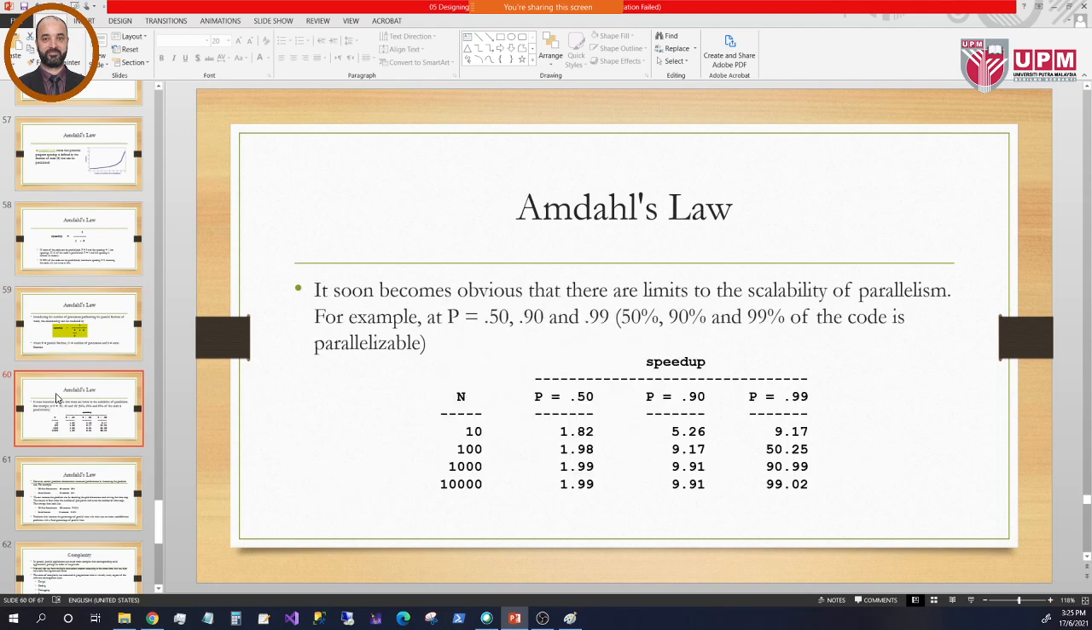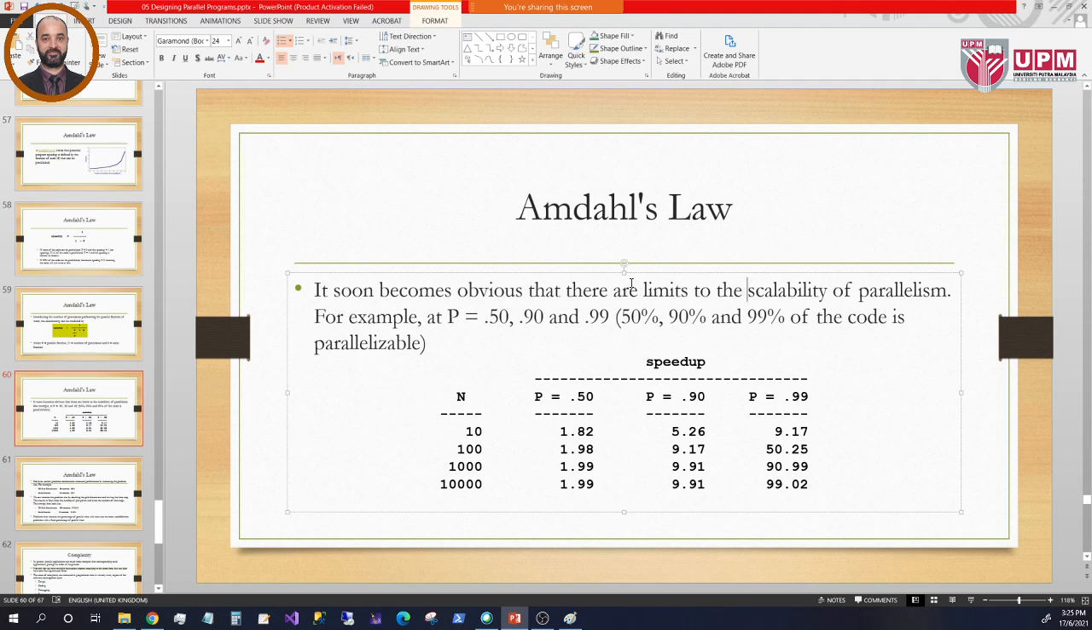The good news, guys, for you, this part is not coming to the final exam, so you don't need to worry about it too much. We just need to go through it, and at least have an idea about it. So it soon becomes obvious that there are limits to the scalability of parallelism. Yes, scalability of parallelism always has limits.